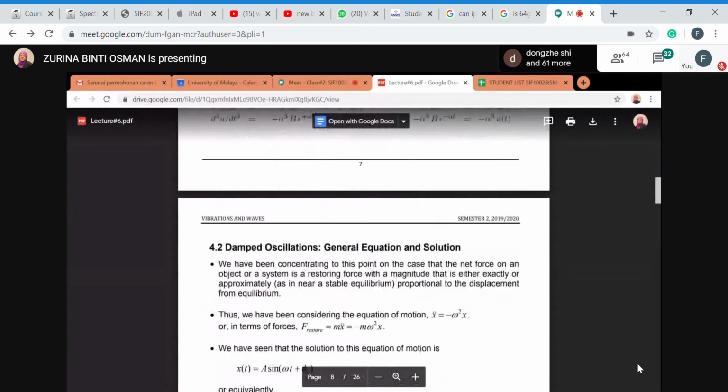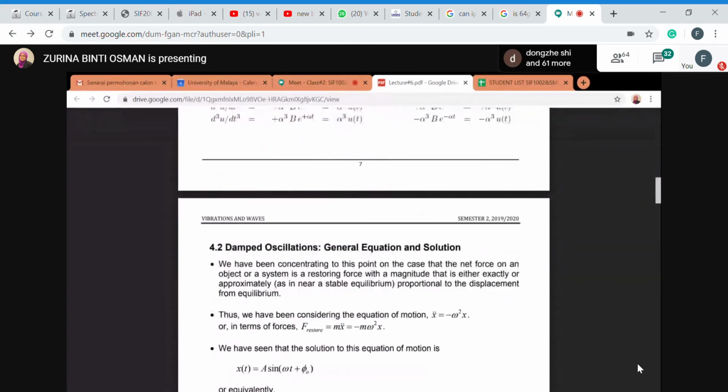Now we go to the real topic of this lecture, which is damped oscillation. First, we discuss the general equation and solution.